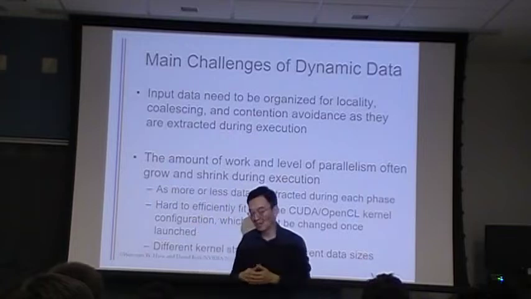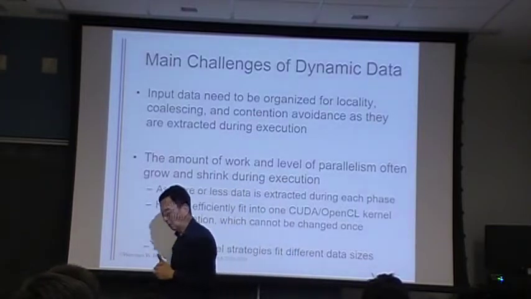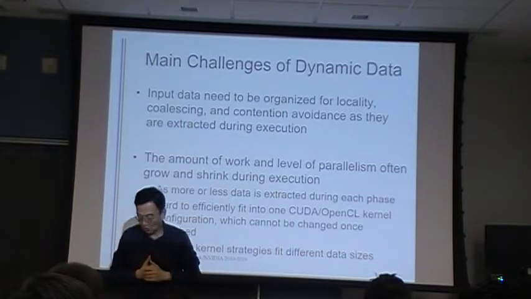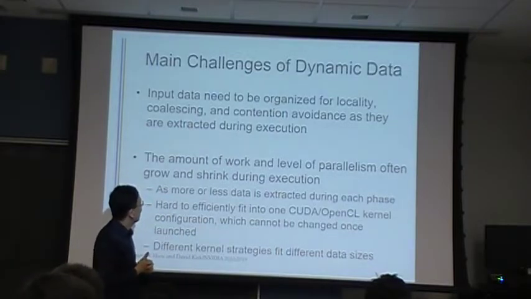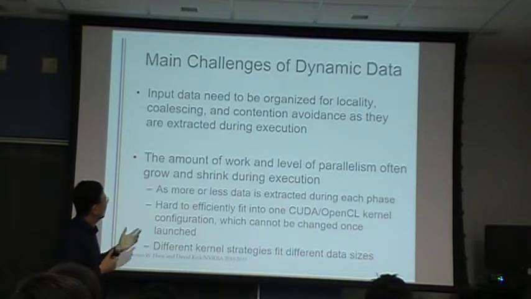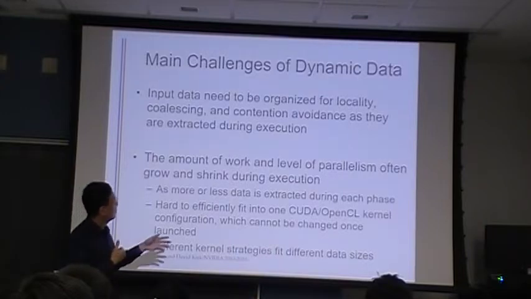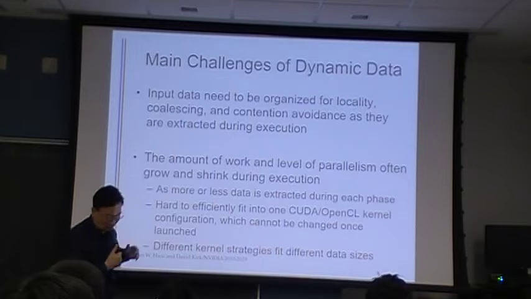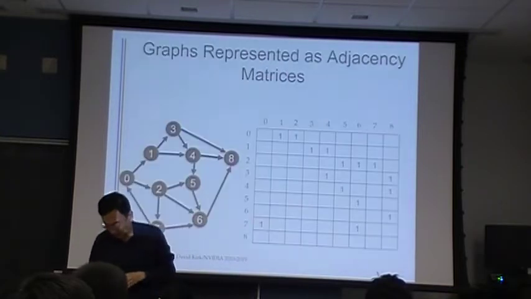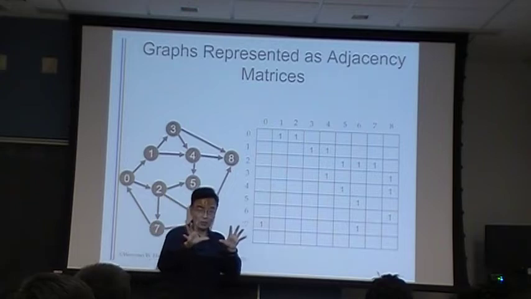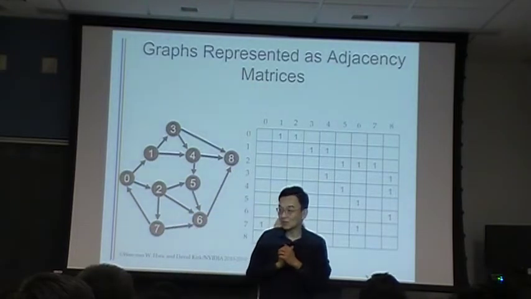Basically, we can use the DRAM burst much more efficiently when the accesses are coalesced. And now, the amount of work and the level of parallelism often grow and shrink during the execution. As more or less data is extracted during each phase, it's hard to efficiently fit into one CUDA kernel configuration, and this cannot be changed once it's launched. So different kernel strategies will fit different data sizes. These are the two things that we're going to address for the rest of the class today, and probably some portion of Thursday.